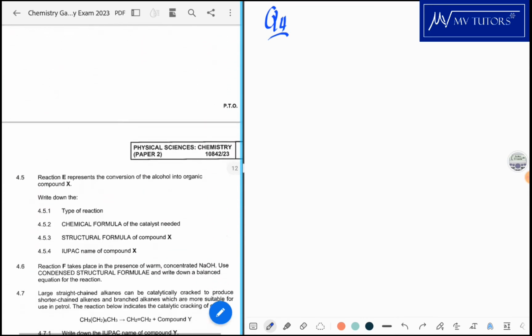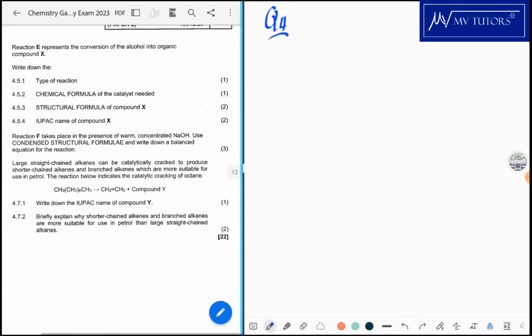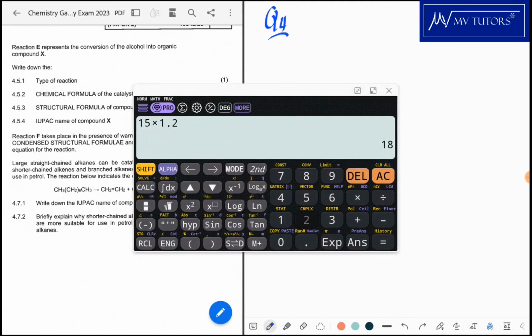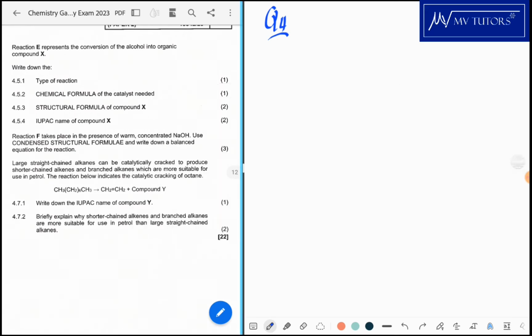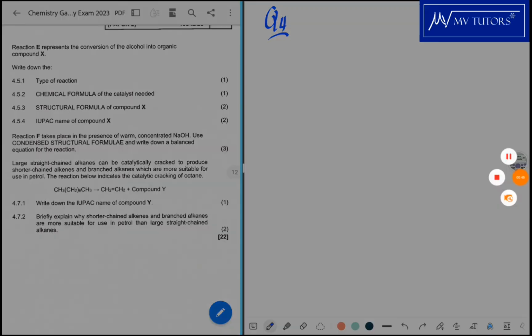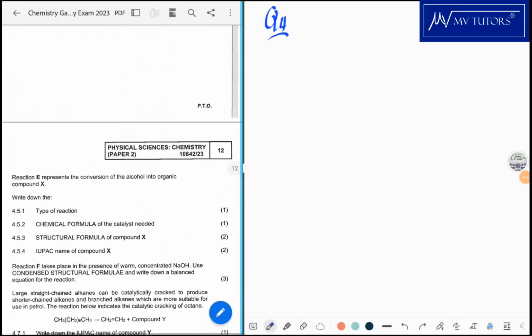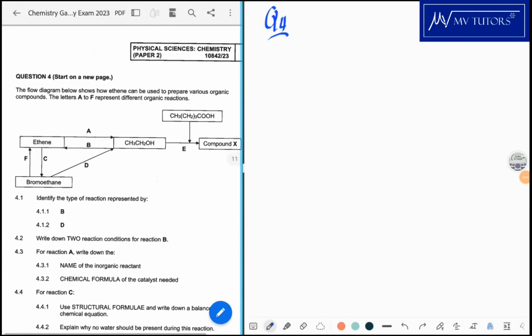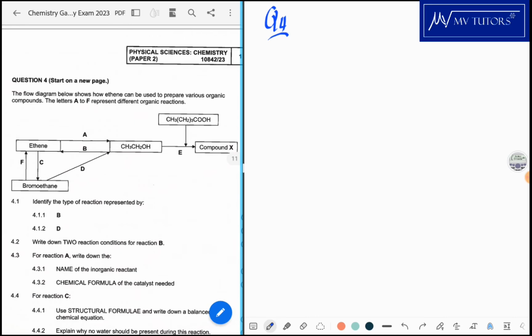So let's just see how much this is out of. This is a very loaded question. It's out of 22 marks. So if I say 22 multiplied by 1.2, we should be spending about 26.5 minutes. Alrighty, so we're already just under a minute. Let's see how far we get with this. I want to start with bromoethane.